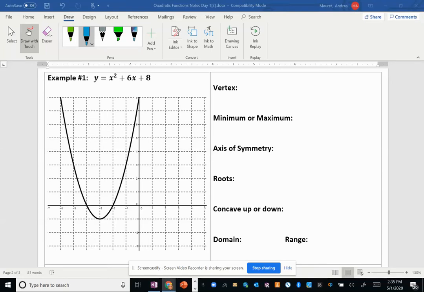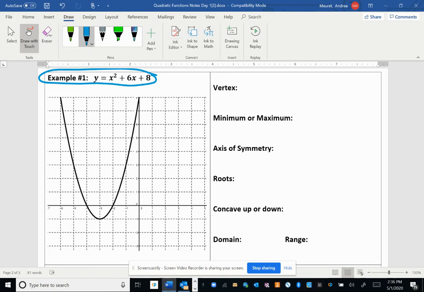Hello again. Now we're going to look at some examples of quadratic equations. So here's example 1. And then also look at the graph and determine these key features. So each of these words down here on the right side talk about a key feature of the graph.